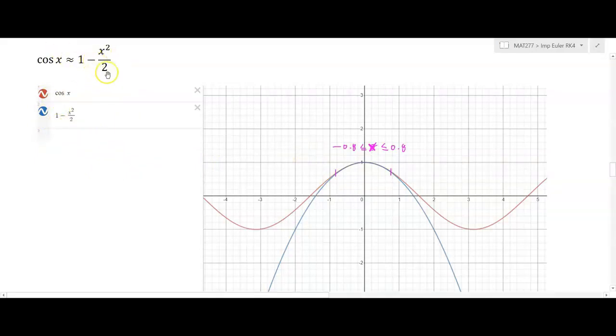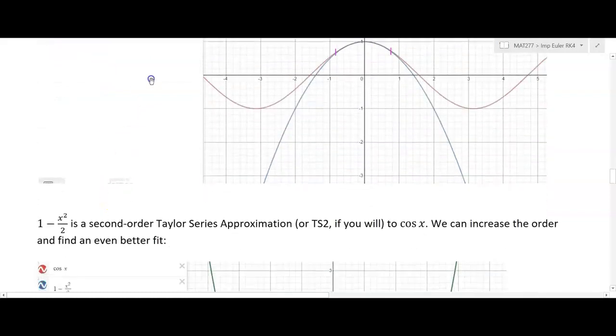So if you know you're going to be working with small angles, then you could replace the function cosine x with 1 minus x squared over 2. The reason we like polynomials is they're easier to differentiate. Quadratics have nice formulas like the quadratic formula. Polynomials are just in general much easier to work with.